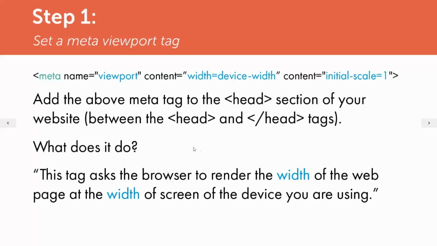So step 1, we need to set a meta viewport tag, and this is what a meta viewport tag looks like. And this is what you need to include in the head section of your website, between the head and the /head tags. What does it do? This tag asks the browser to render the width of the web page at the width of the screen of the device you're using.